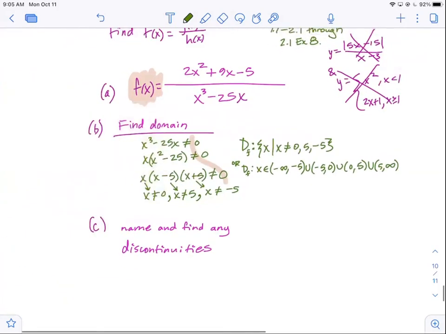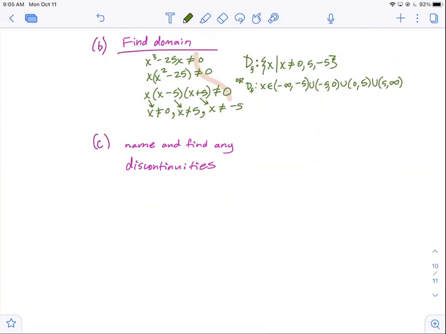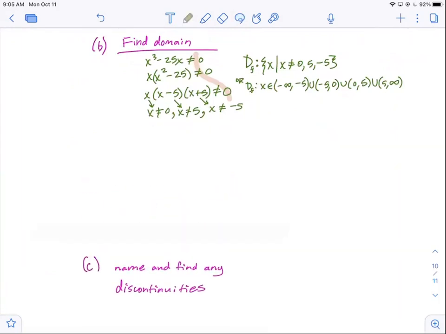All right, so then part C would be, now of those 3 values that are discontinuities, are they holes or are they VAs? So part C might actually be not that. Part C might be this. I'll just kind of stick with the same format. Write f of x in simplified form.